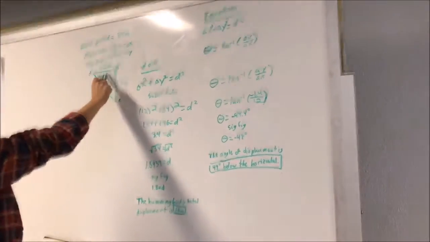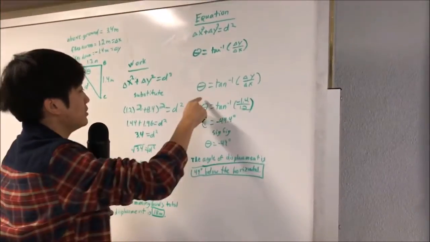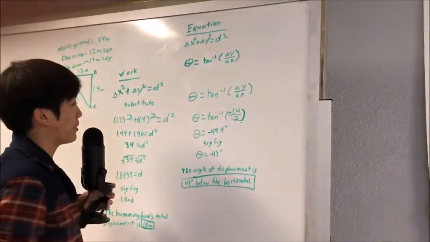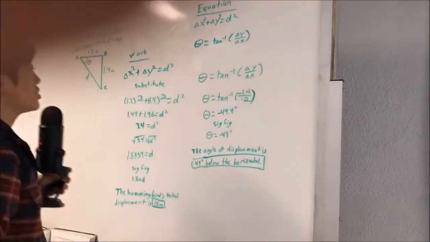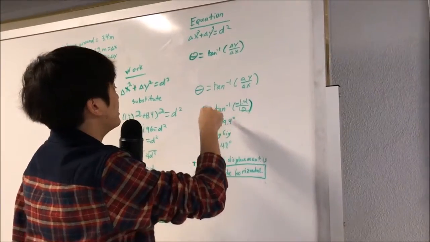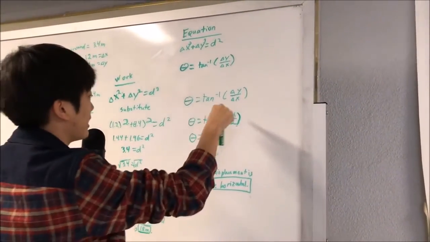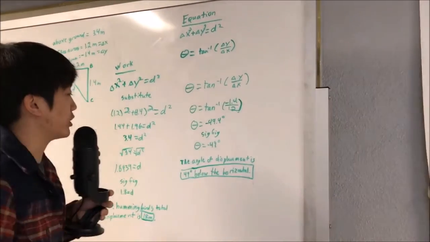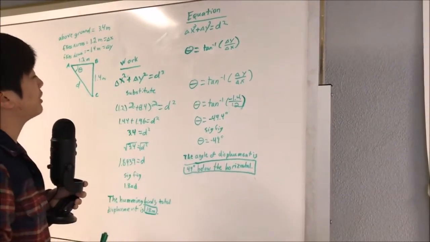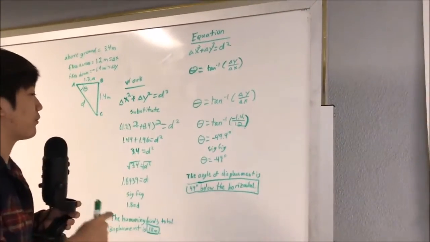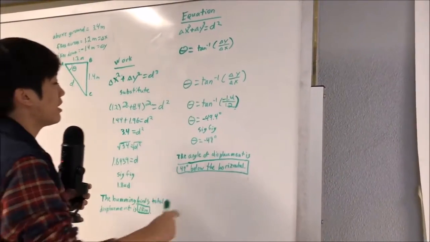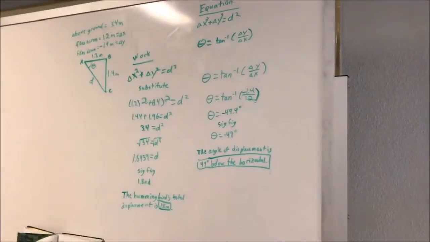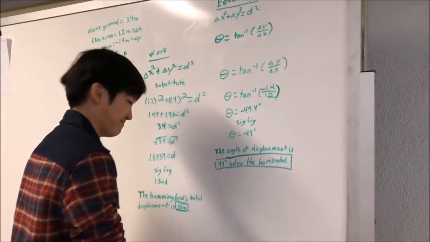We need to find the angle theta right here. In order to do that, you use this equation: theta equals inverse tangent of delta y over delta x. Using substitution, theta equals inverse tangent of negative 1.4 over 1.2. You plug this into your calculator and eventually get negative 49.4 degrees. Then with sig figs, negative 49 degrees. So the angle of displacement is 49 degrees below the horizontal.